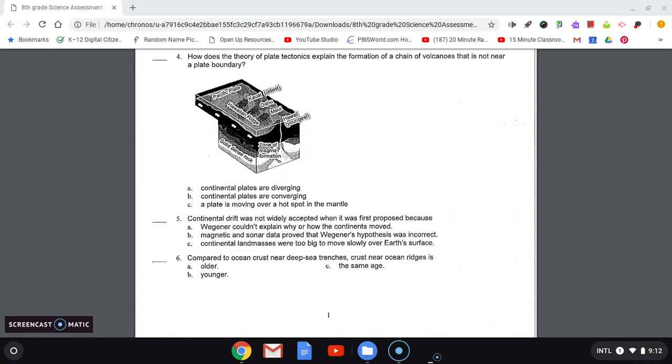Number 5, continental drift was not widely accepted when it was first proposed because A, Wegener couldn't explain why or how the continents moved. B, magnetic and sonar data proved that Wegener's hypothesis was incorrect. Or C, continental land masses were too big to move slowly over the Earth's surface.